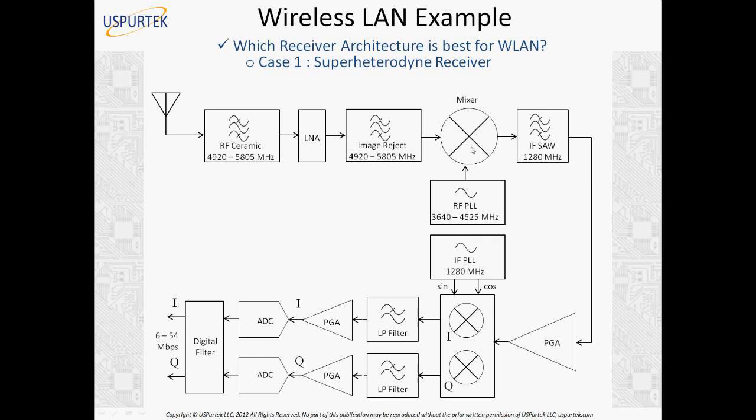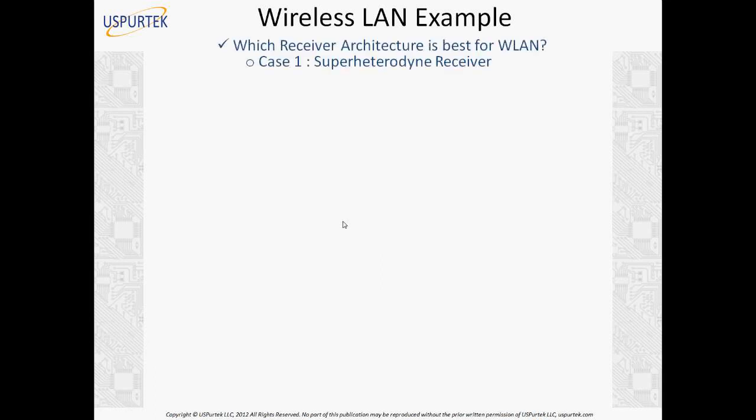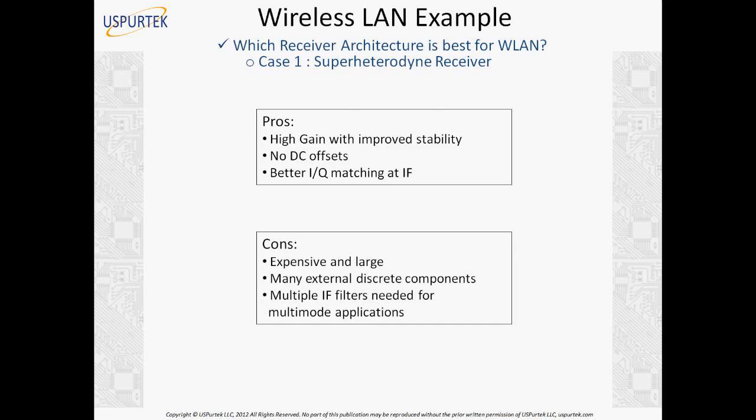What is this IQ matching at IF? If you see the picture again, this split into I and Q we do at the IF stage, which is at a lower frequency. We are not doing the split up front. Here, we still maintain the composite signal, and it's only at the IF stage we split them into I and Q, which is much easier to implement.